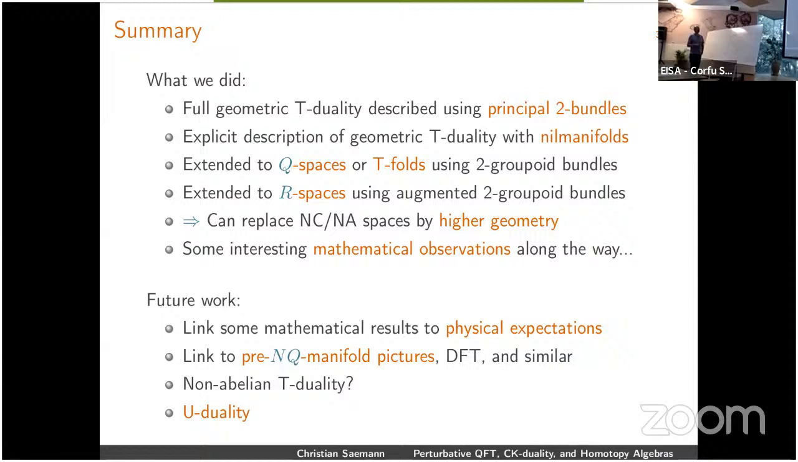And so the upshot of this whole construction is, in a sense, I'm not sure how general this is, that you can replace at least these non-commutative and non-associative spaces that were obtained from T-duality.